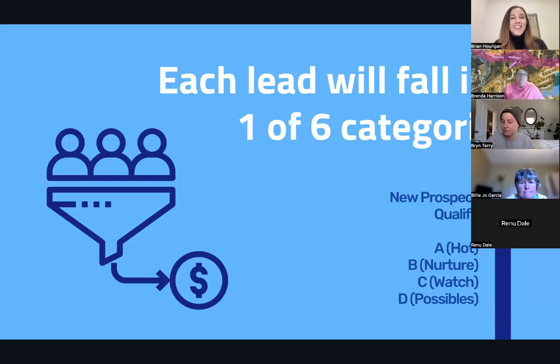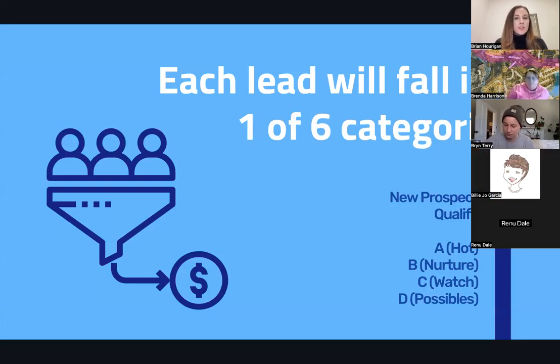In my opinion, leads fall into about 6 categories. We've got new prospects, people that we are qualifying, and then we have A's, B's, C's, and D's. Not hard to remember.